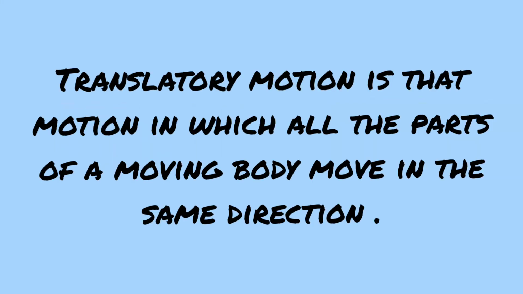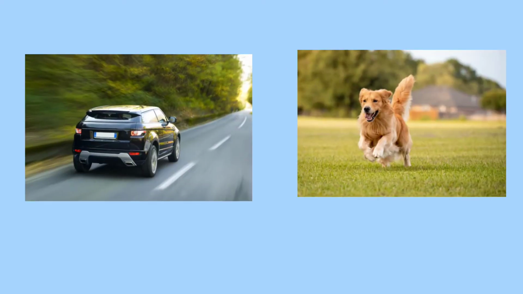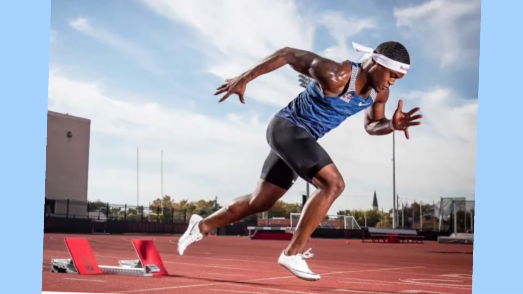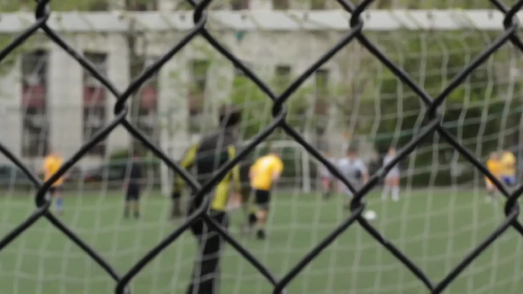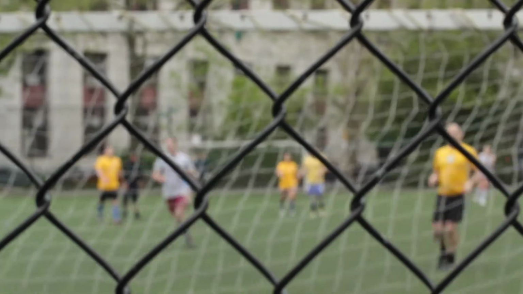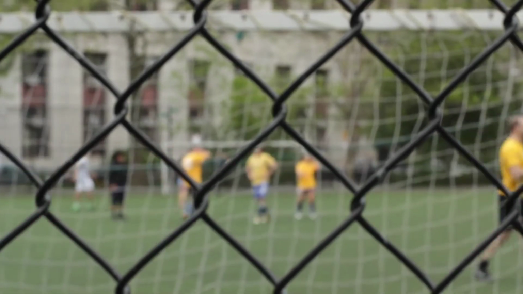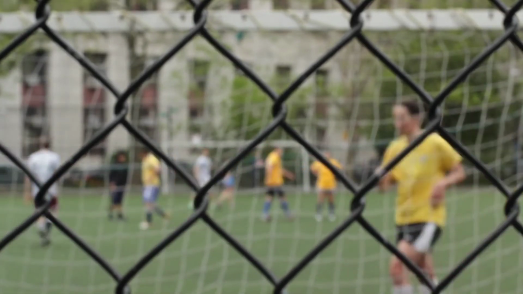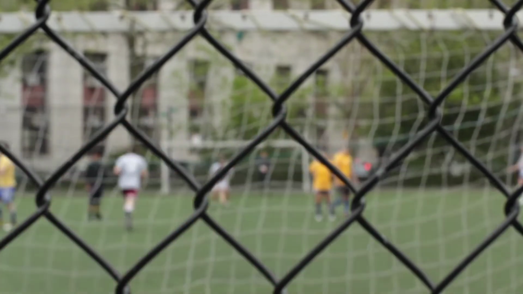Translatory motion. Translatory motion is that motion in which all the parts of a moving body move in the same direction. For example, a car, an animal, or an athlete moves their body. If an object moves in a haphazard manner, changing its direction of motion without any warning, it is called random motion. For example, football players show random motion on the field.